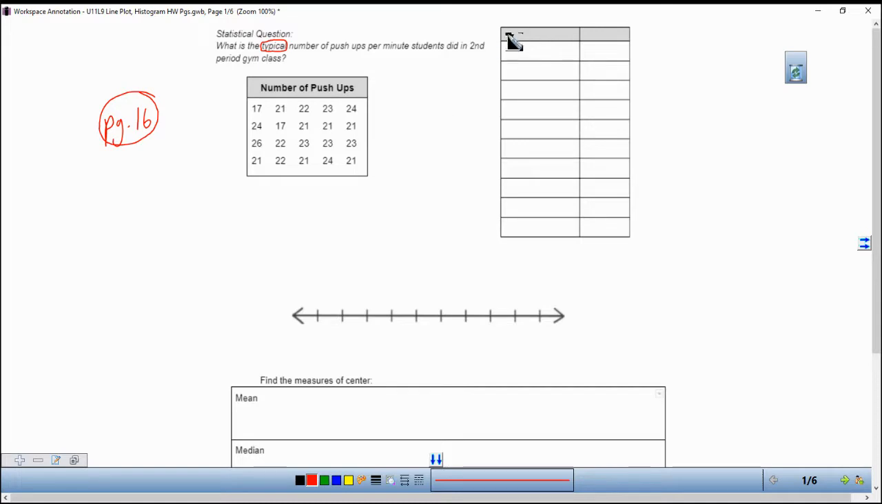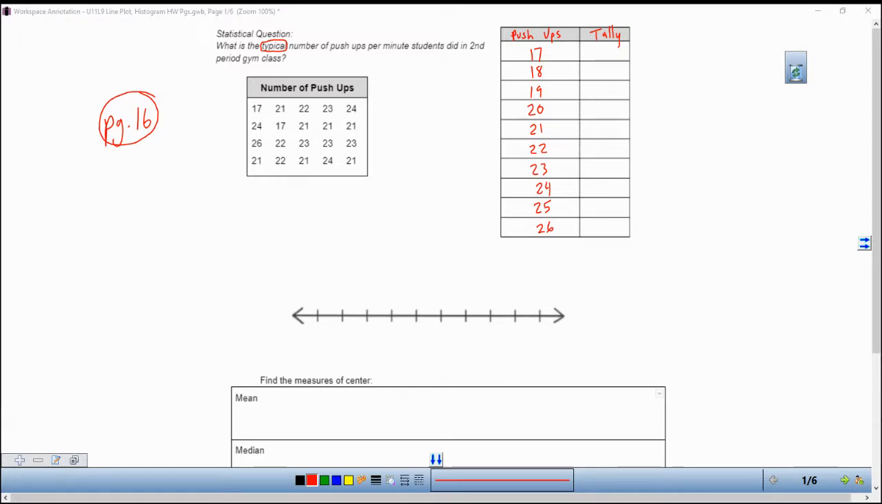So we're going to organize this data by making a little chart. The first column might be push-ups, and then we have tally. Let's count these up. Our least number of push-ups would be 17, and looks like the most is 26. So we have 17, 18, 19, 20, 21, 22, 23, 24, 25, 26.